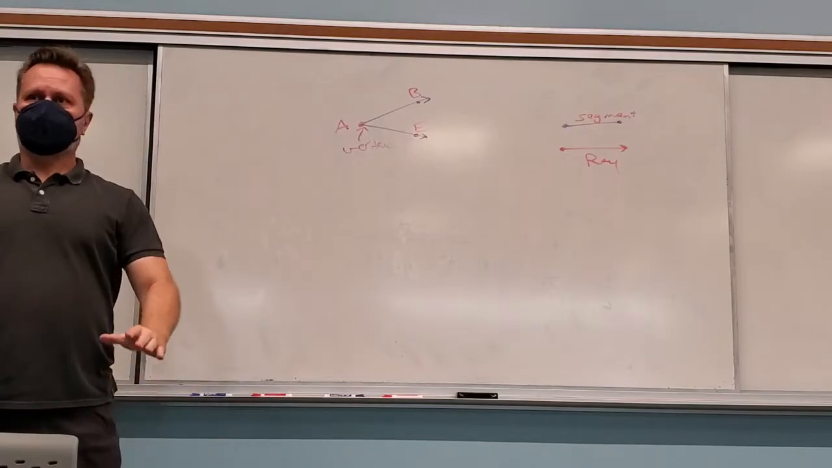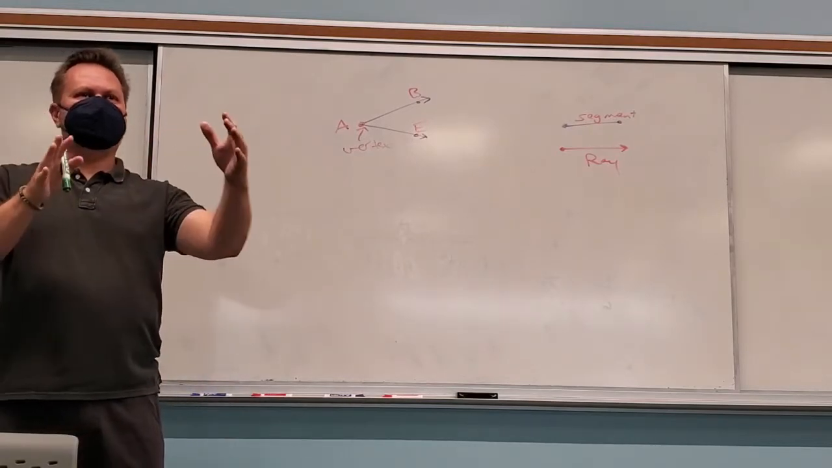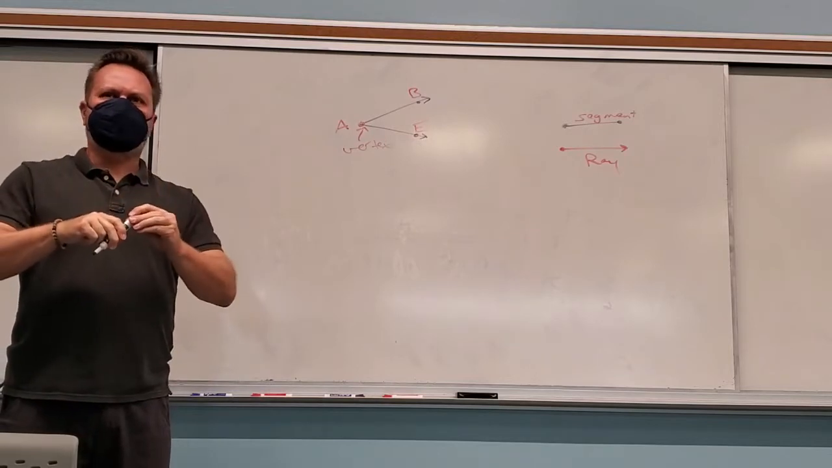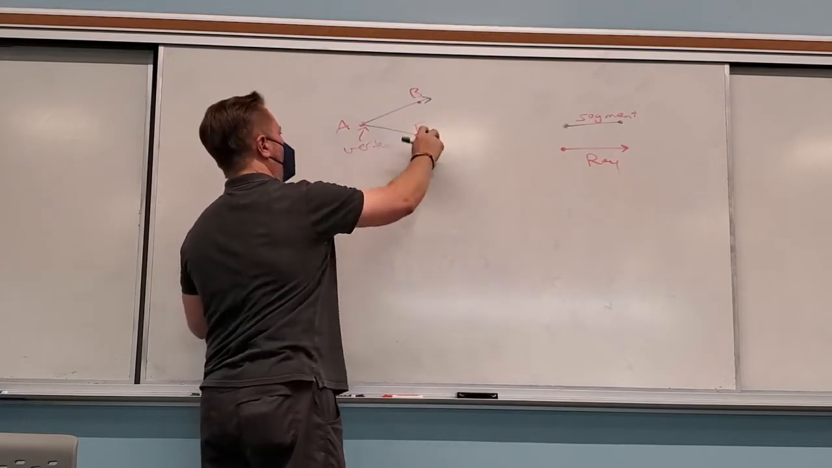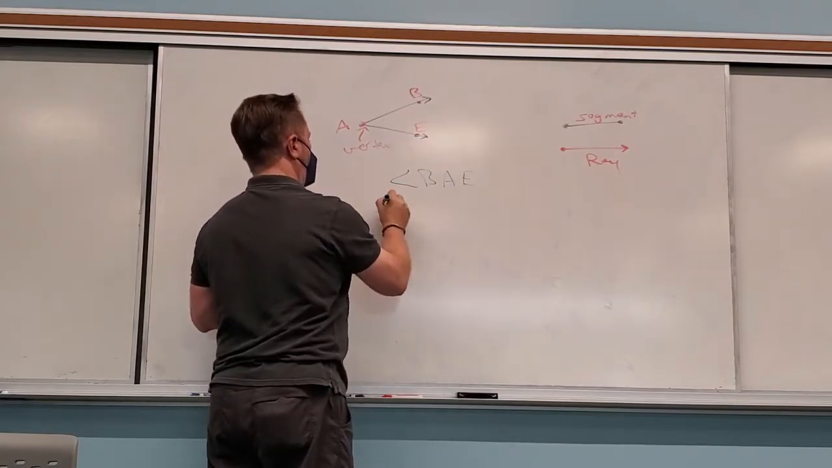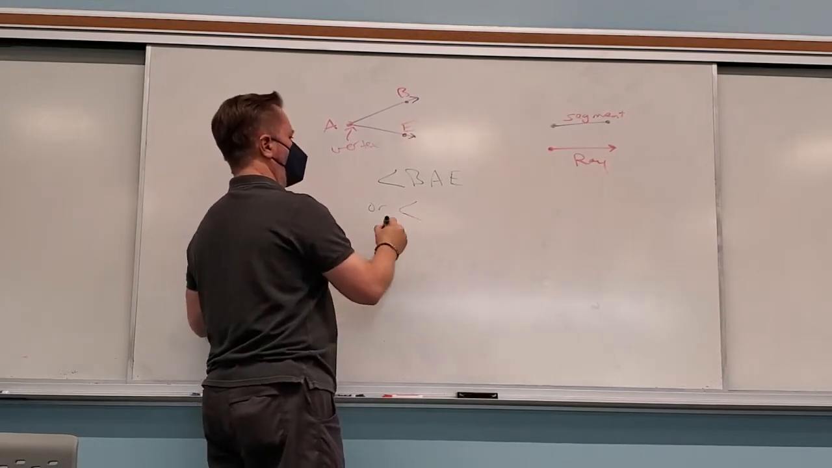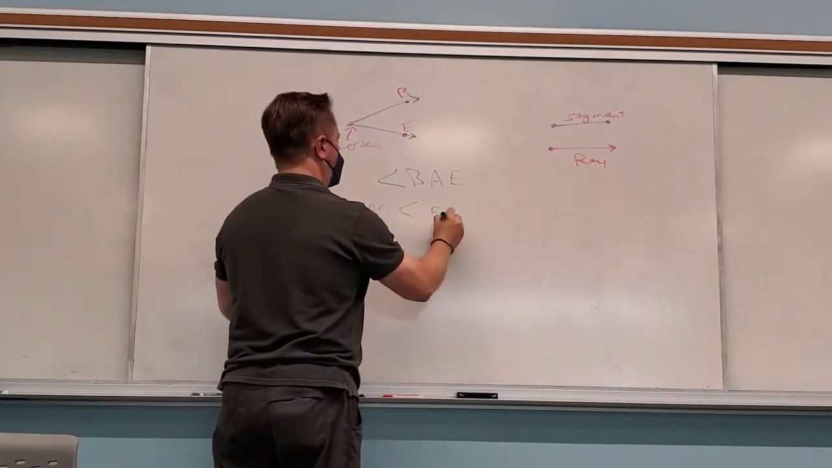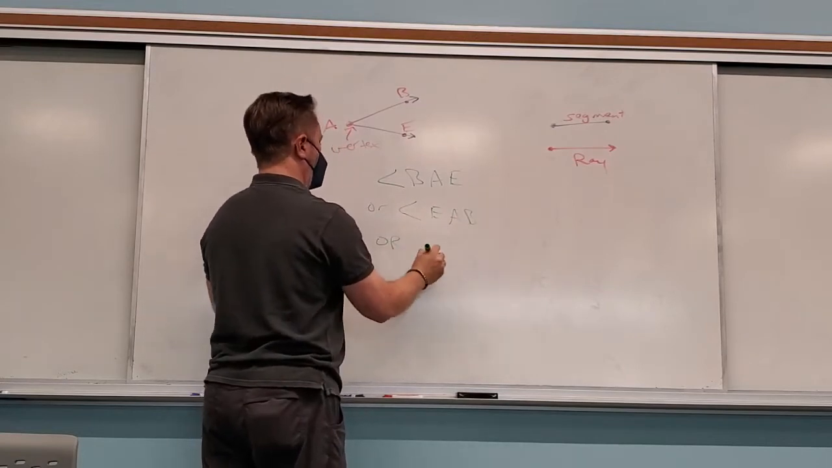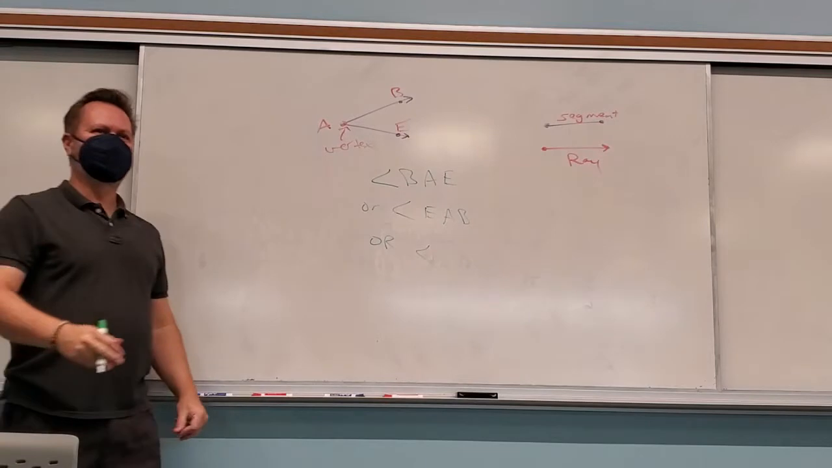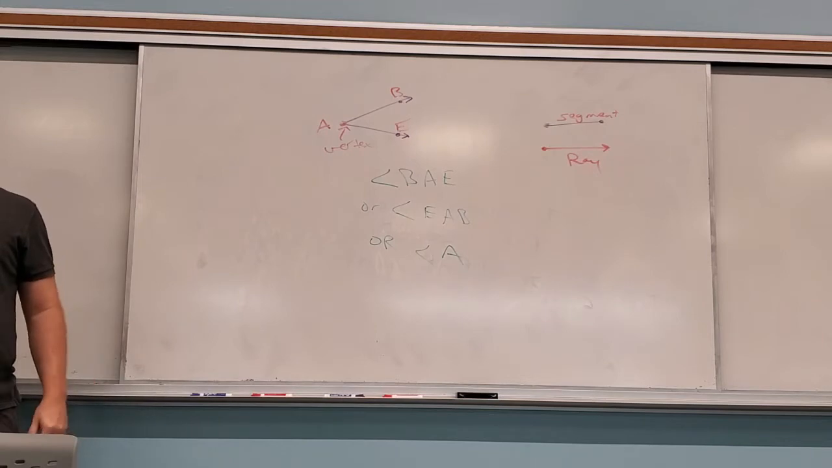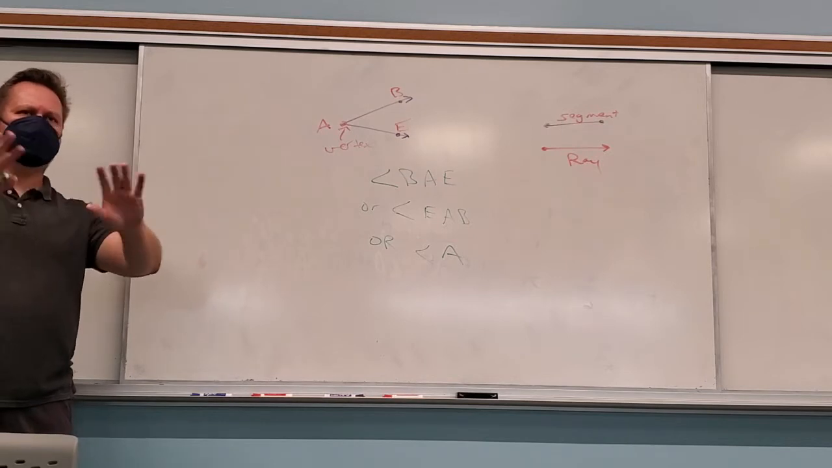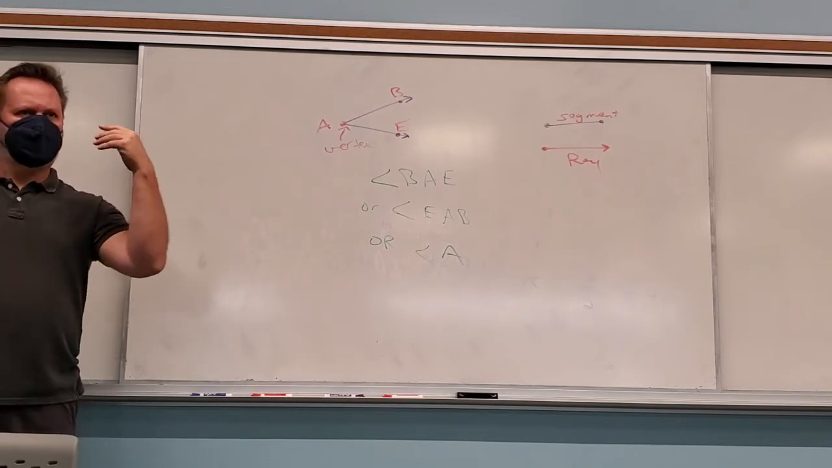Let's call him Jeff? No. Using the points I identified. Does anyone remember how to reference that angle? This is angle what? BAE. Or EAB. Or A. Cool, I like it. Those are all valid ways to identify that angle. All right, so nothing crazy. Some of this stuff is a little technical, but hopefully it's coming back to you.